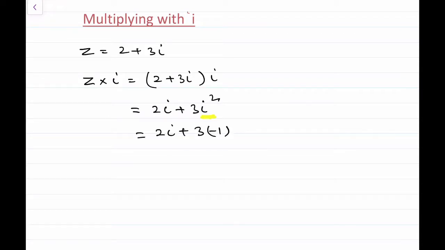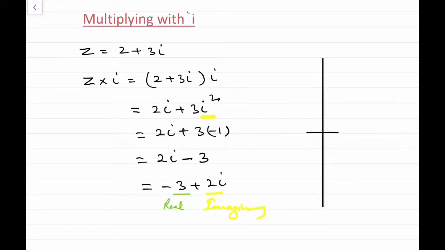So if z equals 2 plus 3i, then z times i will be 2 plus 3i times i, which is 2i plus 3i square. Now substitute the value of i square, that is minus 1. We will get 2i minus 3. So that is minus 3 plus 2i. So minus 3 is the real part and 2 is the imaginary part here.